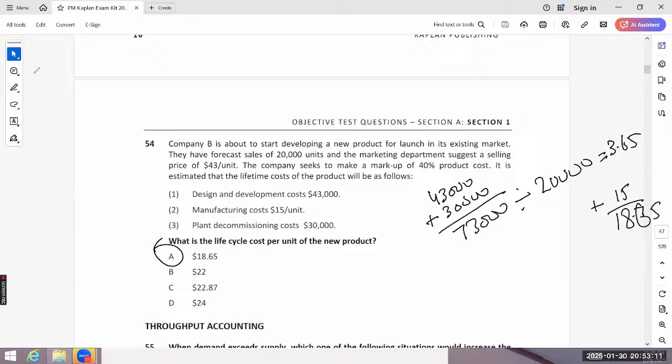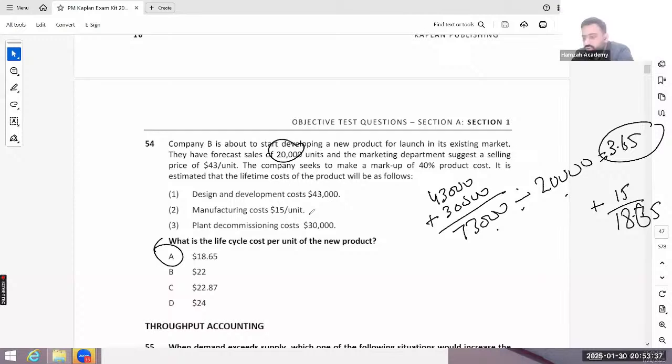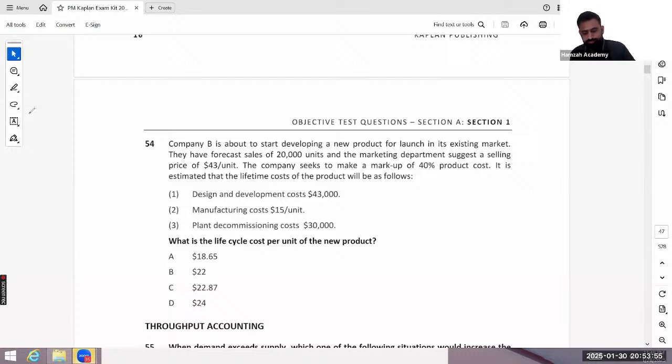Okay, you need to calculate the life cycle cost per unit. Manufacturing cost is $15 per unit, 43,000 for design, and 30,000 for decommissioning. So 43 and 30 are the total fixed cost, let's say 73,000. Total activity is 20. 73 divided by 20, you will get 3.65, and $15 is the variable cost. 3.65 plus 15, so you have 18.65. So option A will be the answer. Got it? Yes, 18.65.